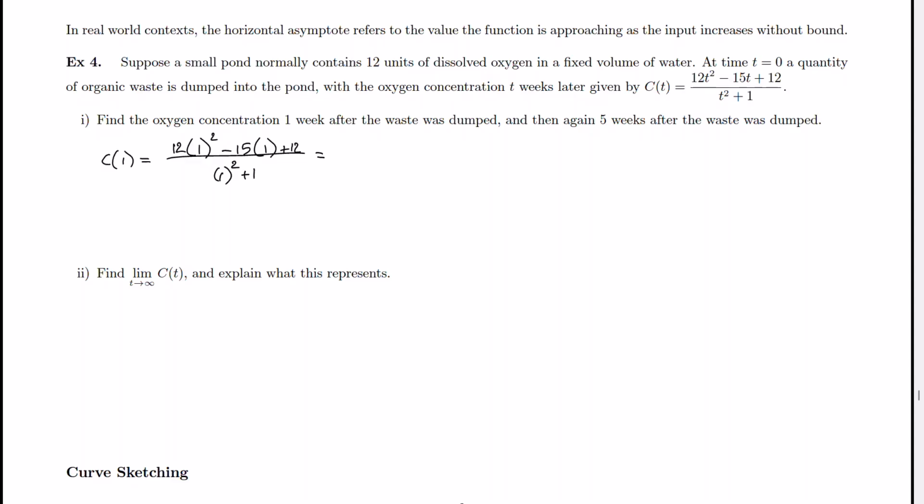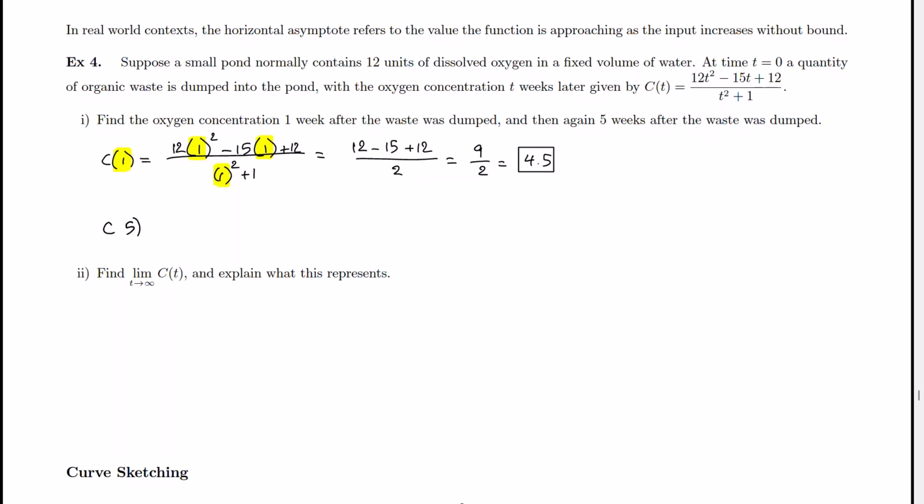This one is straightforward. 12 times 1 squared is just going to be 12, minus 15, plus 12 again, all divided by 1 squared, which is 1, plus 1, which is going to be 2 in the denominator. Basically, this is 24 minus 15, all divided by 2. So 9 over 2, which is 4.5. And so that's the end of part 1, what the concentration is 1 week later. So again, just plug 1 into all the places where you see t.